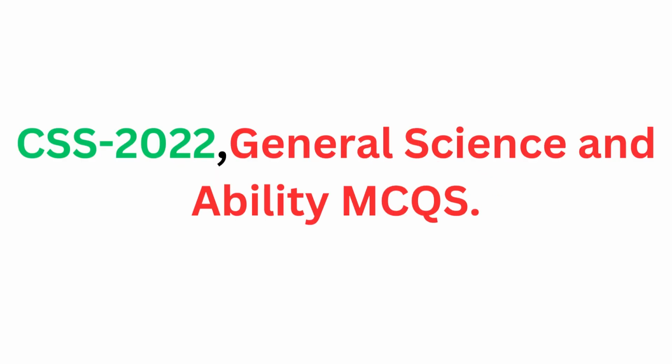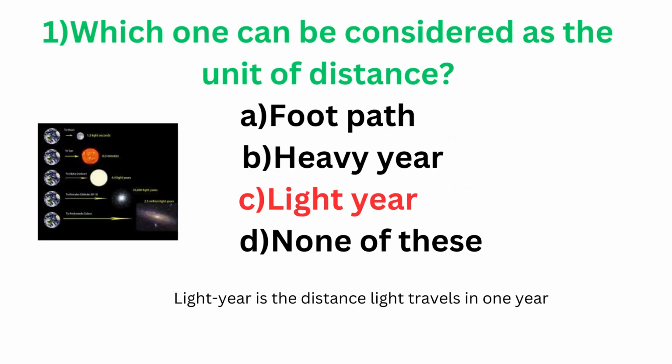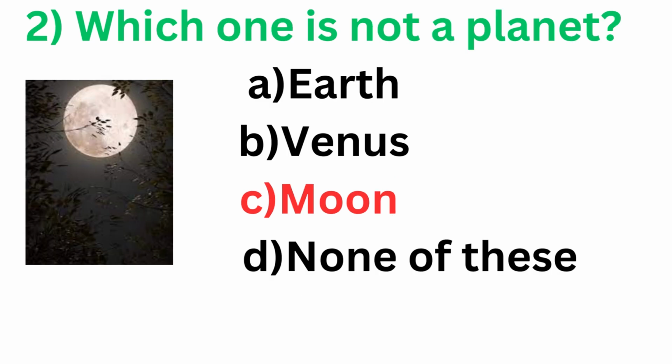In the name of Almighty Allah, today we will discuss General Science and Ability MCQs from the CSS 2022 paper. So the first one is: which one can be considered as the unit of distance? Light year is the unit of distance, and a light year is the distance light travels in 1 year.